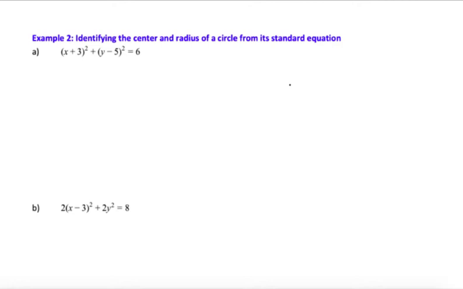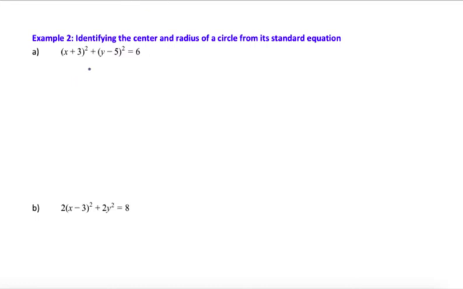Now if we're given an equation of a circle in standard form, we can learn some information about that circle. We can learn what the center of it is, and we can find the radius. Okay, so we're going to look at two examples of this. So given (x plus 3) squared plus (y minus 5) squared equals 6, we want to identify the center and the radius of this circle.